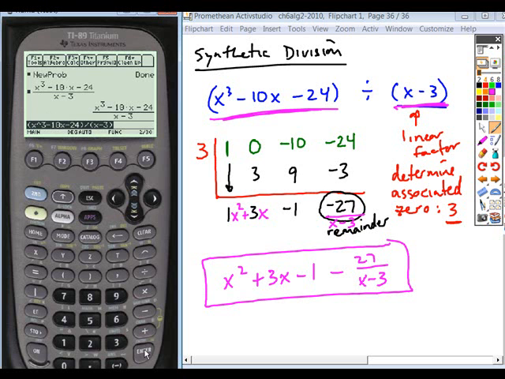What do we need to do in order to get it written as a polynomial? What command converts to polynomial form? Expand, right? So if we hit expand, close off the parentheses at the end, it now puts it in this form. Now notice in the way it wrote it here, it put our remainder in front, but when you write it, I want you to write it in standard form, highest powers first. So x squared plus 3x minus 1, and then minus 27 over the quantity x minus 3.